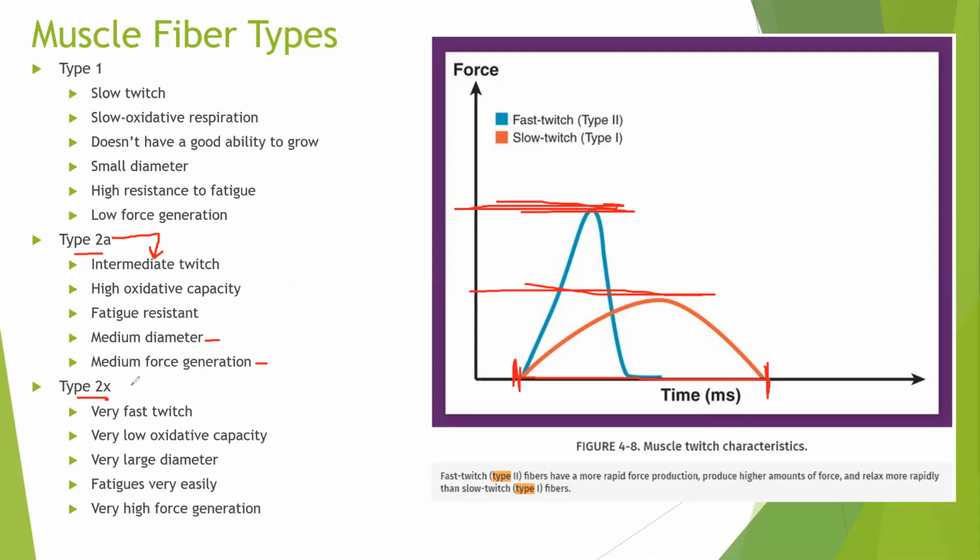Now, when we get to type 2X, these are the money makers. If you are any kind of professional athlete other than an endurance athlete, you are relying on type 2X fibers to do virtually everything for you. These are your very fast twitch muscles. They have a very low oxidative capacity, a very large diameter, fatigue very easily, but they have the highest force production.